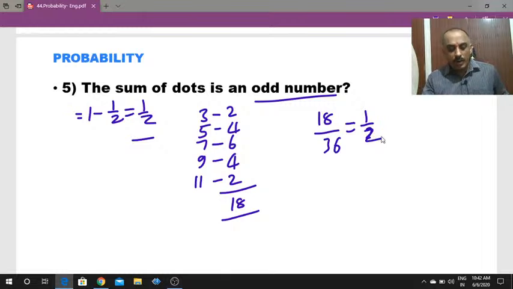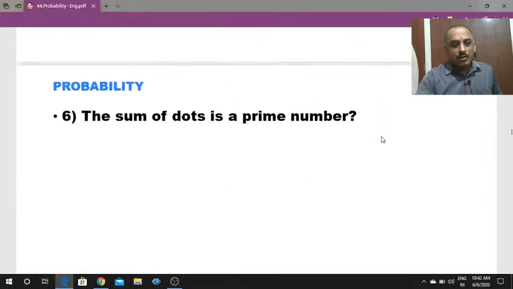Very good, Sai Raman, very good. Dilesh, Kiran, Vijay, your answers are right. Now, if a person throws 2 dice, what is the probability that the sum of dots is a prime number?